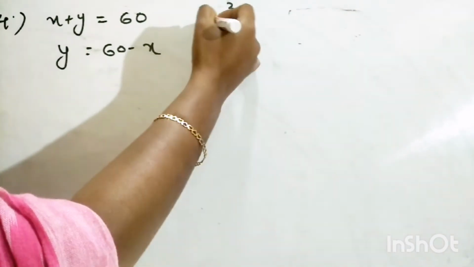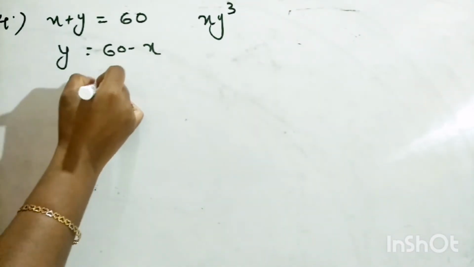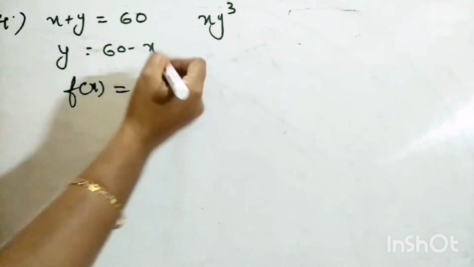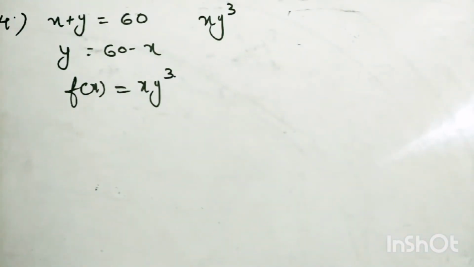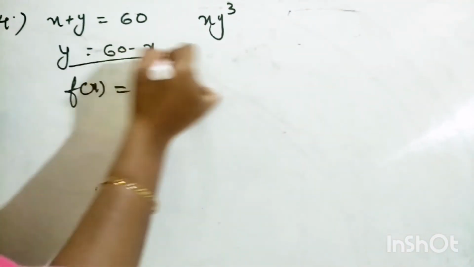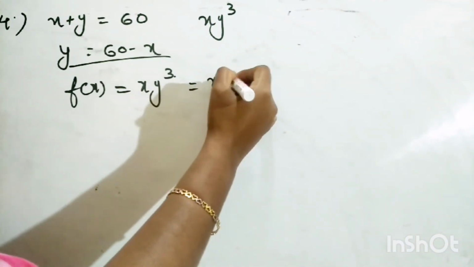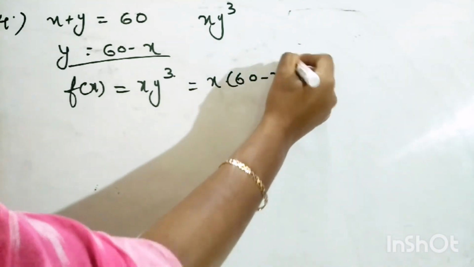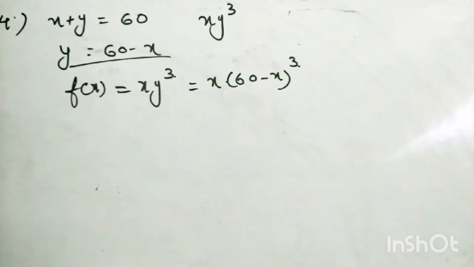Thus I am going to take f of x, given that f of x is equal to x y cube. Here this y we can replace by 60 minus x. So x into (60 minus x) all cube, that is our f of x. What we want is to find the value of x such that this f of x is maximum.